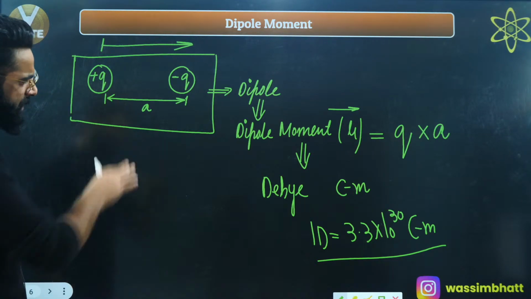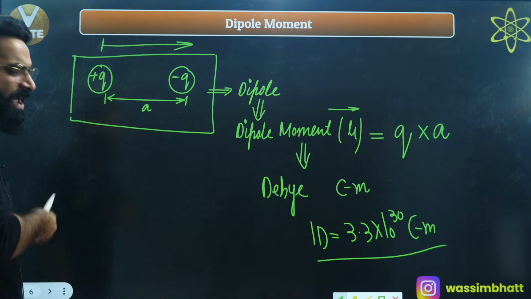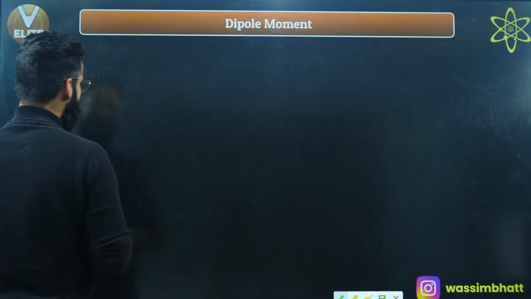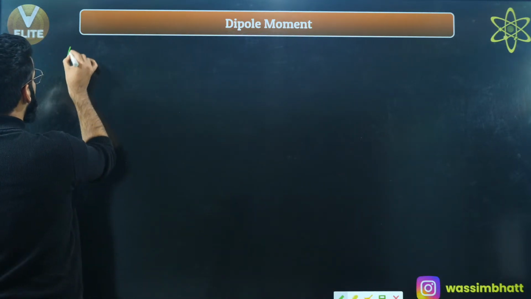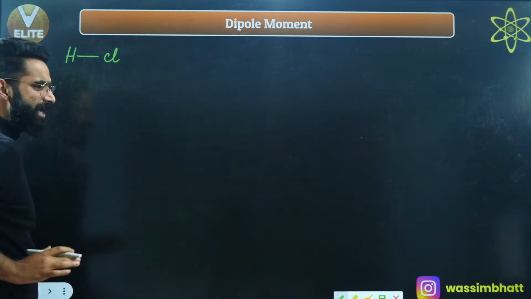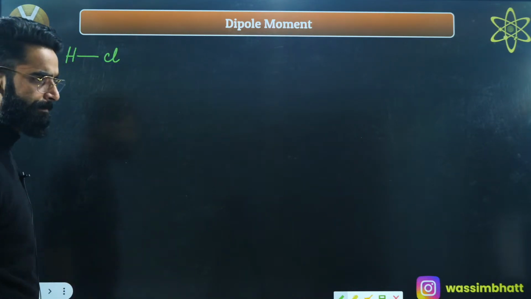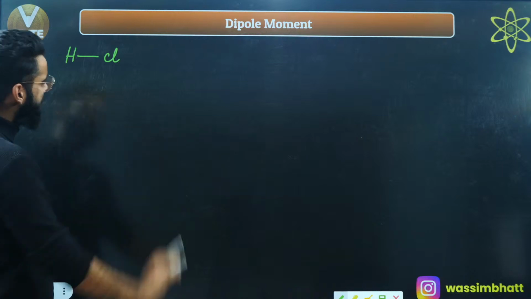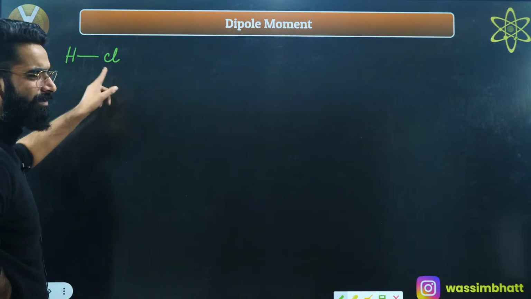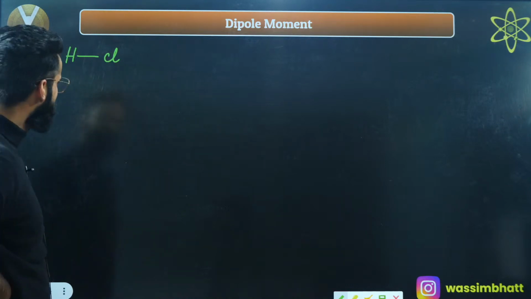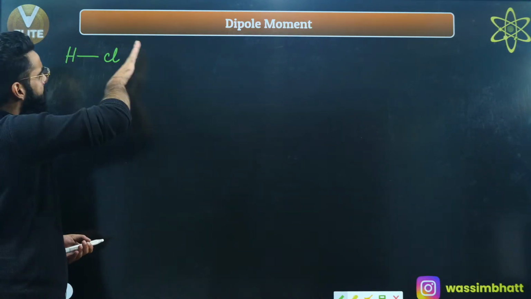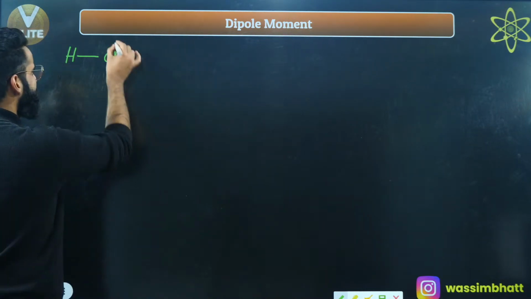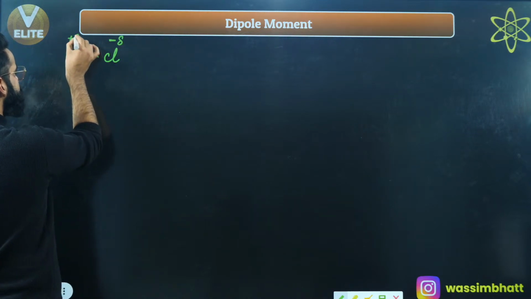Now, where am I going to use this concept in chemistry? Have a look. For example, I'm taking a molecule as HCl, H and Cl. Among these two elements, if I ask you which one is more electronegative, you'll say chlorine is more electronegative, it's a halogen. If chlorine is more electronegative, it is going to attract the bonded pair of electrons towards itself. So chlorine will get delta negative charge, and hydrogen will get delta positive charge.